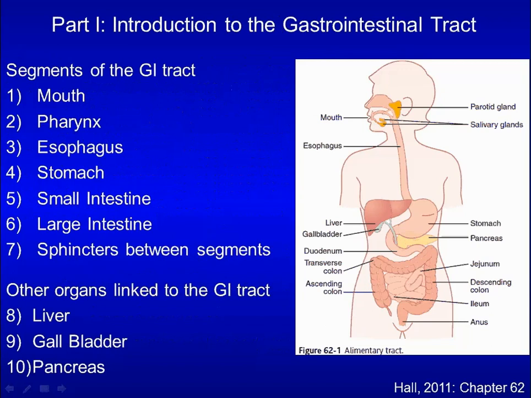This picture shows the entire alimentary tract. Each part is adapted to its specific functions. Some for simple passage of food, such as the esophagus. Some for temporary storage of food, such as the stomach. And others for digestion and absorption of nutrients, such as the small intestine.